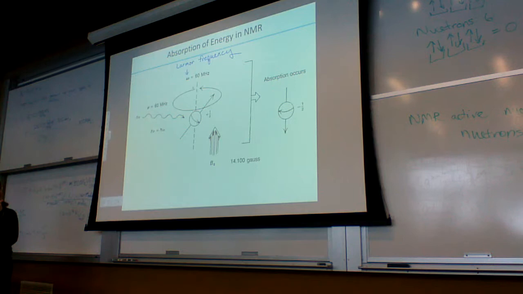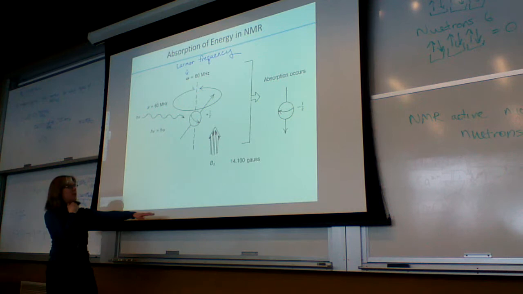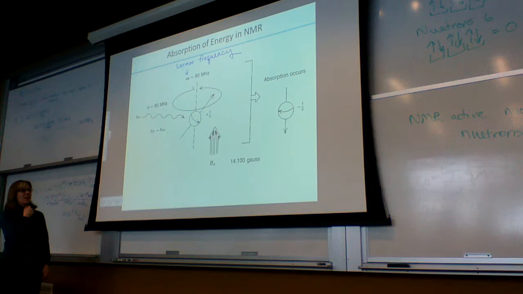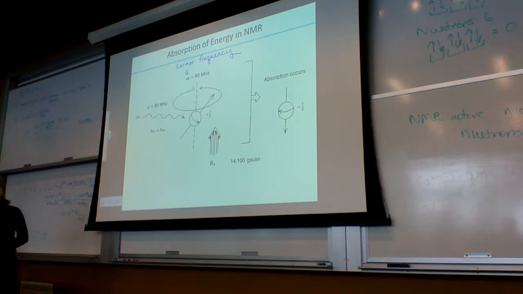That energy, in this case, is 60 megahertz. The example in the book is using a 60 megahertz instrument. So their V sub zero is 1 tesla, which in other units of magnetic fields would be 14,100 gauss. And if you take that nucleus and it has a Larmor frequency of 60 megahertz, then the excitation to the spin flip is going to take 60 megahertz.